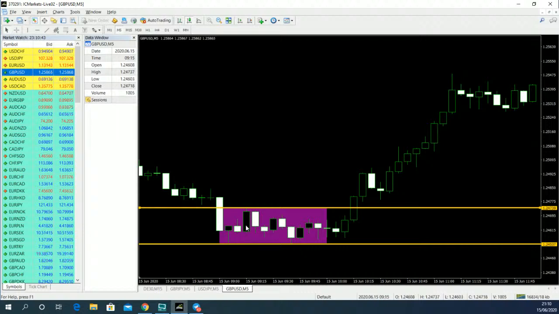This is the same box we have talked about. It's a 1 hour box. Quickly look at the data window here, and I will point to each candle in the box so you can know what time it is. Starting with this candle, look at that time, 9:00. Next, 9:05, 9:10, 9:15, 9:20, 9:25, 9:30, 9:35, 9:40, 9:45, 9:50, 9:55, 10. There you go.